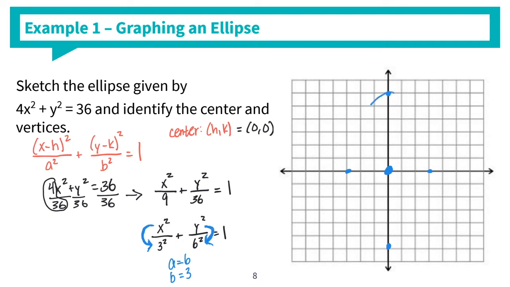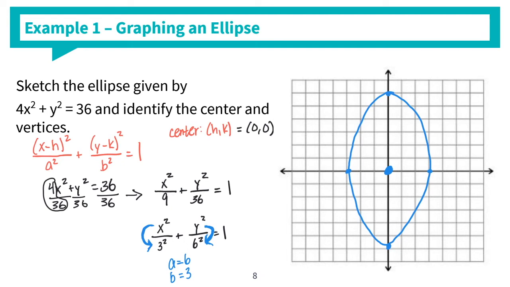So as best you can, with this nice smooth curve, try to close the shape. Please don't make it look like a diamond. No straight lines, all curves. And here we have the ellipse.